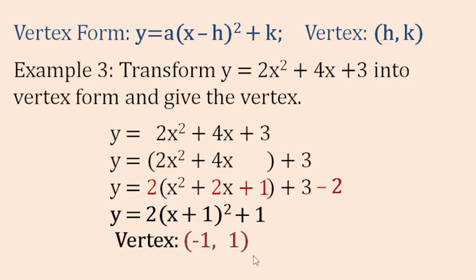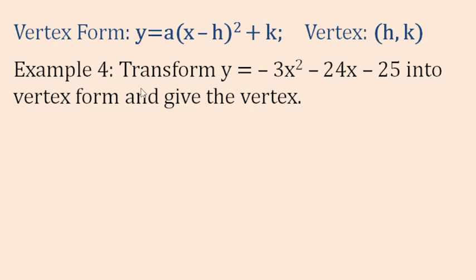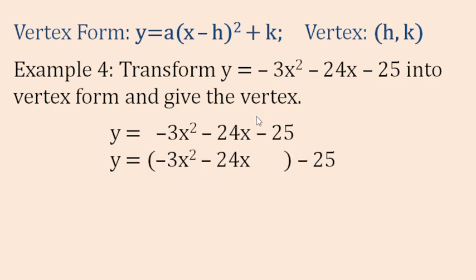Example number 4. Transform y equals negative 3x squared minus 24x minus 25 into vertex form and give the vertex. So we will copy down our quadratic function. Then we are going to enclose in parentheses the first two terms. And then we still have here negative 3 as the coefficient of x squared.